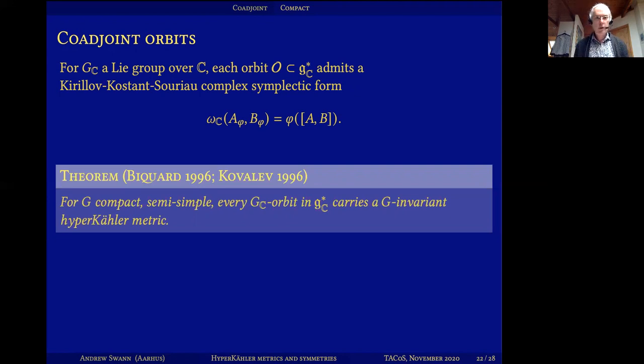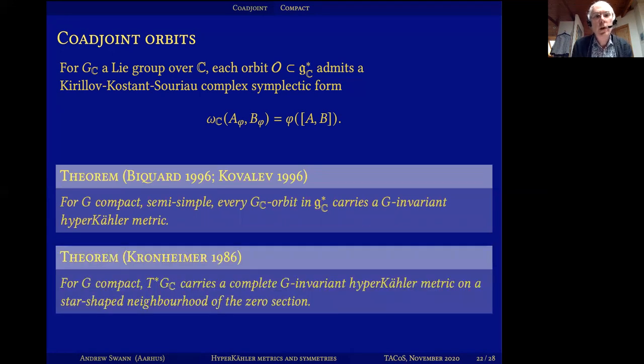So I've already pointed out that there are a couple of cotangent bundles hiding here. There are also some cotangent bundles that are not hiding here. There's a related result of Kronheimer, which says that if you take the cotangent bundle of the complexification of a compact group, then that also carries a G-invariant hyperkähler metric, at least in a certain neighborhood of the zero section. So these two results have a very common flavor.